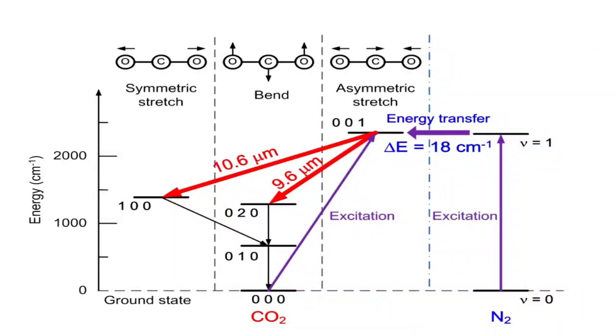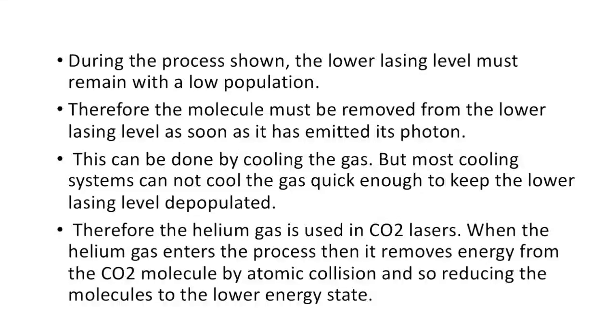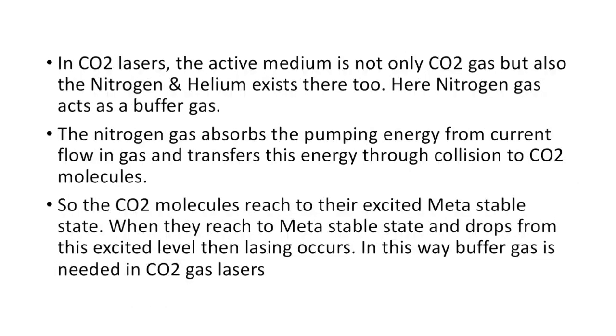There's a diagram for symmetric stretch, bend and asymmetric stretch. During the process, the lower lasing level must remain at low population. Therefore, the molecule must be removed from the lower lasing level as soon as it has emitted its photon. This is done by cooling the gas, but most cooling systems cannot cool the gas quickly enough to keep the lower lasing level depopulated. So helium gas is used in the CO2 laser. When the helium gas enters the process, it removes energy from the CO2 molecule by atomic collision, and so reduces the molecule to the lower energy states.